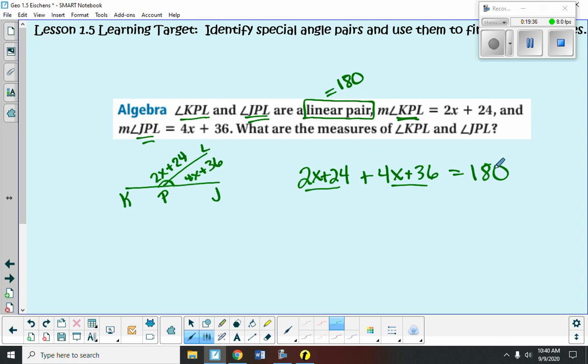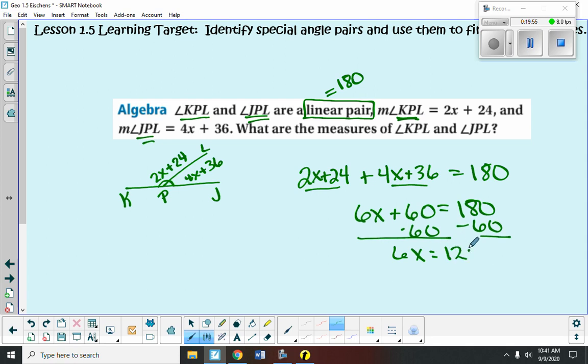So first, combine like terms. If we have 2x and 4x all together, you have 6x on that side, and 24 and 36 is 60. And we have 180. We subtract 60 from both sides, then divide both sides by 6. So x equals 20.